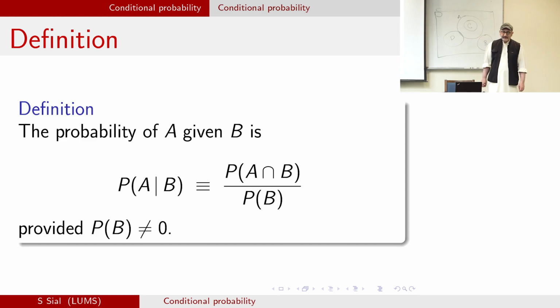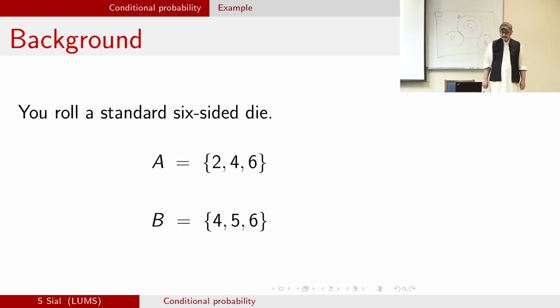This is how we define the conditional probability. So you see how the intersection comes in there. The probability of A given B is defined to be the probability of A intersection B, divided by the probability of B, given that the probability of B is not 0. You can't divide by 0. So that's how you do the calculations.